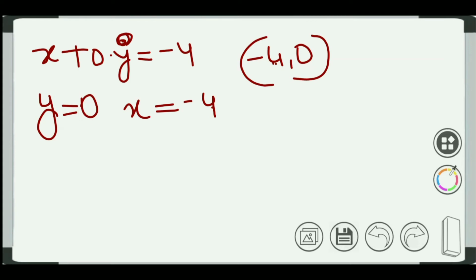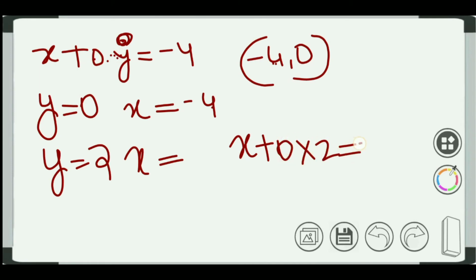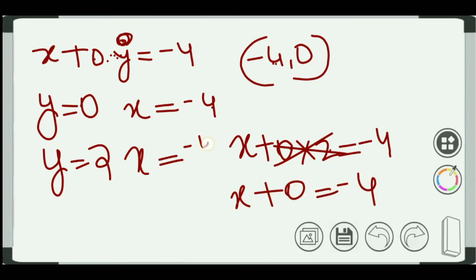Now suppose y is equal to 2. Then what is the value of x? Substitute in this formula: whatever is the value of y, it is going to be 0, because 0 into anything is 0. x plus 0 into 2, 0, equal to minus 4. x is going to be minus 4 only. So your next point is minus 4, 2. Yeah, 2 points are enough.